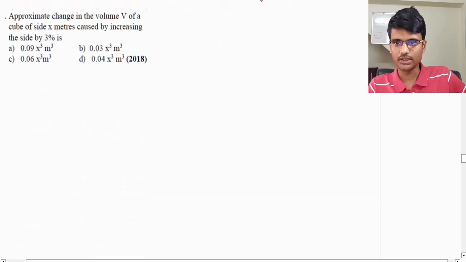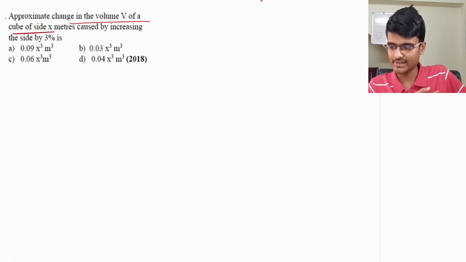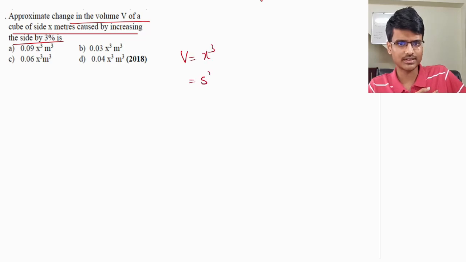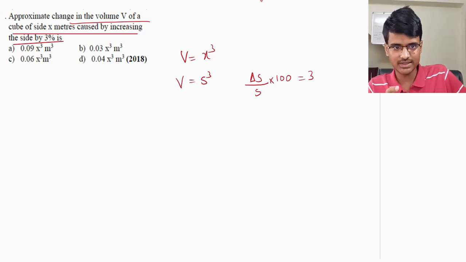Okay, so this is an easy, interesting question. Approximate change in the volume V of cube of side x meters caused by increasing the side by 3%. So let me write volume of the cube as s cube, and the side is increased by 3%. That means delta s by s into 100, because we are talking about percentages, is 3. Because it is increased, this is positive.